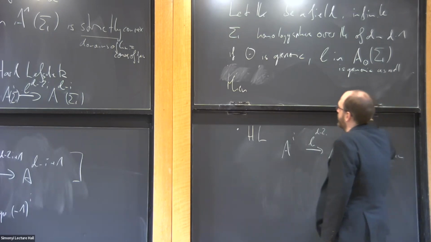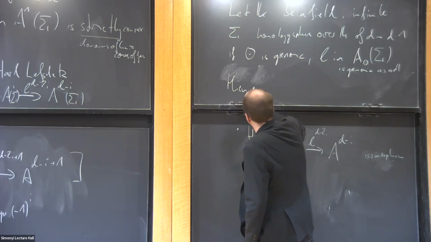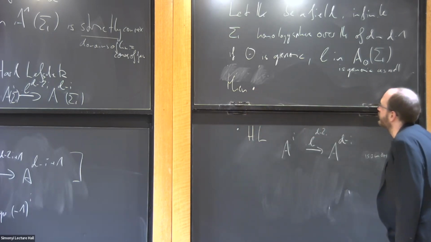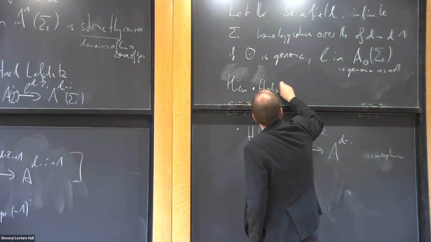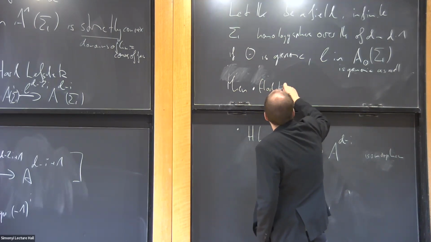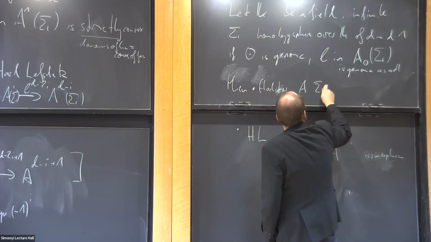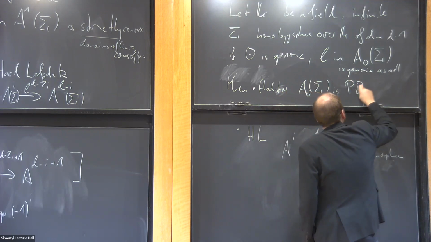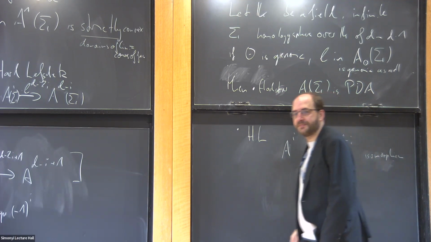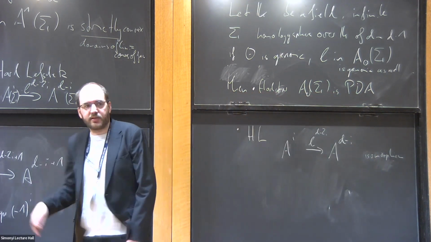Or maybe I should say something. Let me give a property 0, which is due to Hofstad. And this is that A of sigma is a Poincare duality algebra. Okay. That's okay. So this is a classical theorem.